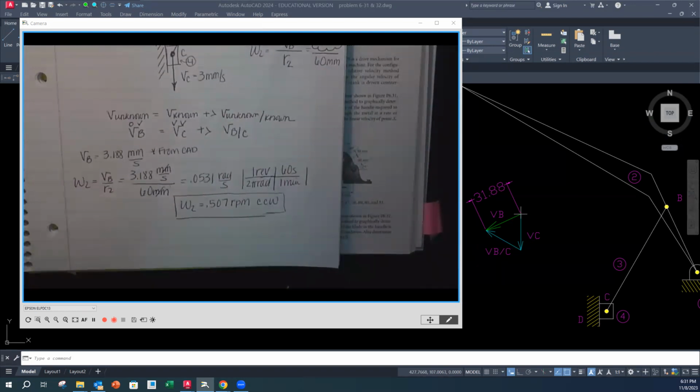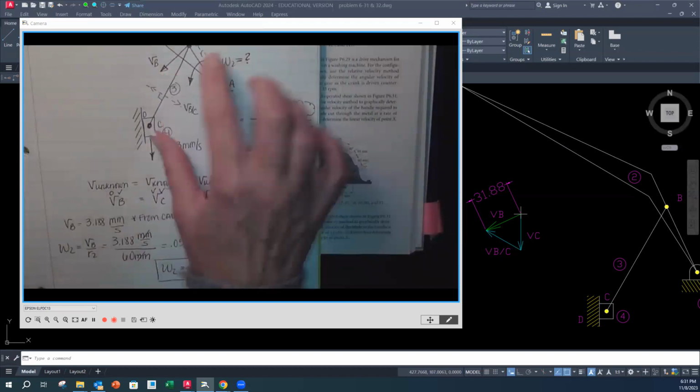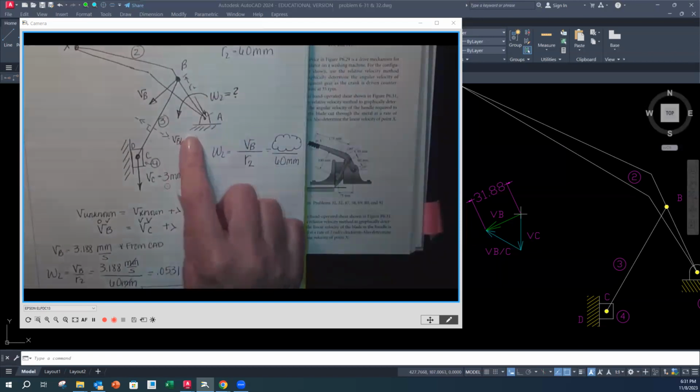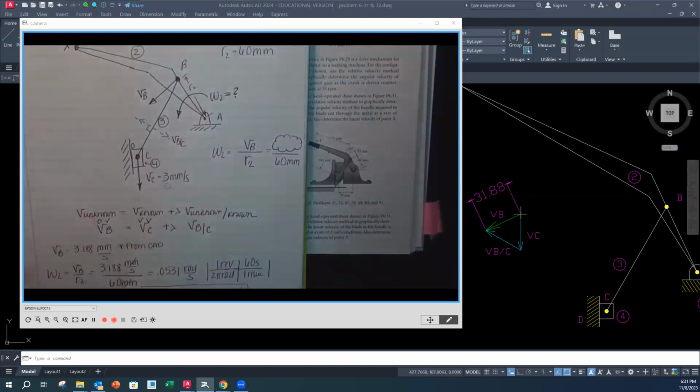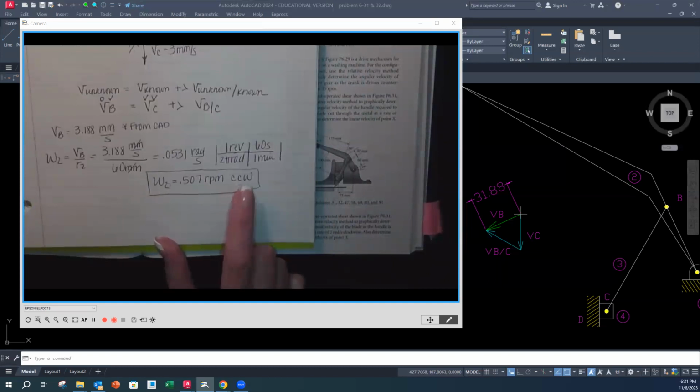And then as a final answer, we always have to convert it so it's in RPMs, okay, RPMs. And then because of the direction of VB, the rotation is going to be in a counterclockwise direction, which we anticipated and had drawn there earlier, but it's confirmation. And you want to make sure that you also add the direction that it's rotating in. That will fully define a rotational speed, okay? Any questions here on W2?